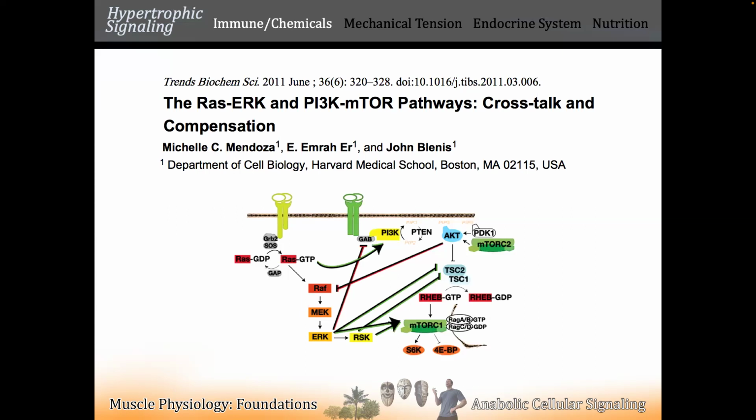And then at the top, you see PTEN, phosphatase and tensin homolog. This is the opposite of PI3K. It converts PIP3 back to PIP2. Other than that, you know everything here.